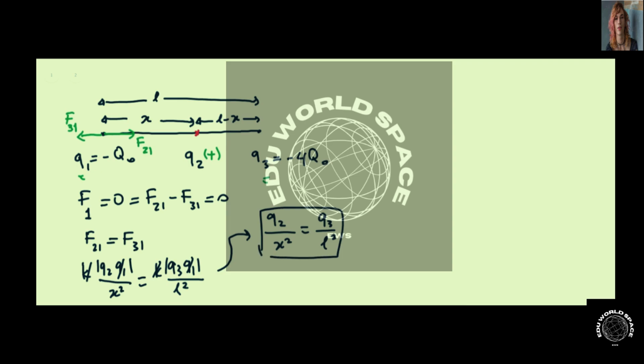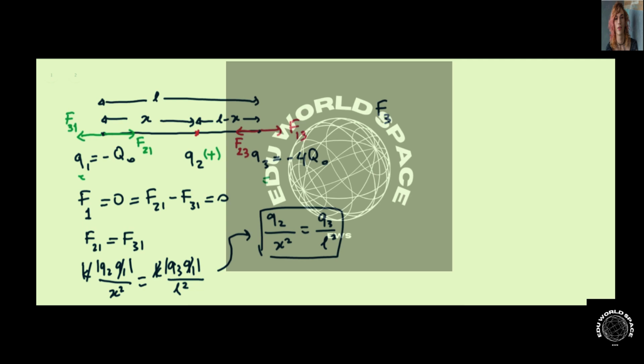Now, let's calculate the net force acting on the third charge. Let's call it F3. Let's look at the forces. Let's say the direction of the force exerted by the second charge, since it's positive, is going to be attraction, right? So this is going to be the force exerted by the second one on the third charge. And if you're looking at the force exerted by Q1 on Q3, then it's going to be pushing it away, right? F exerted by the first one on the third one.